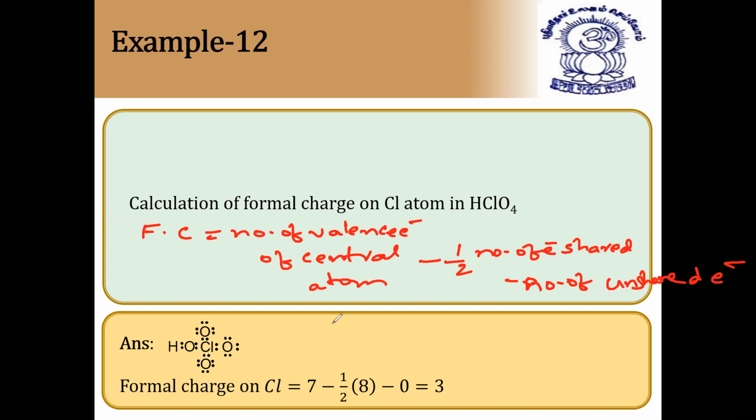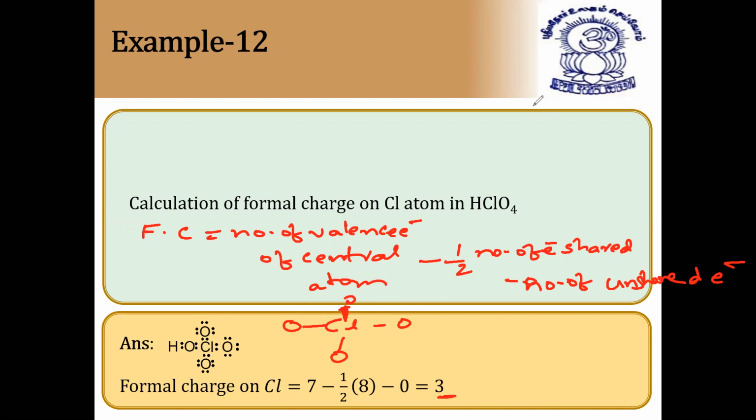I can show the structure here. Cl with four oxygens, in HClO4. So all the 8 electrons have been shared, 8 electrons total. There are no unshared electrons, so it is 0. The formal charge of chlorine is 3. I hope it is clear.